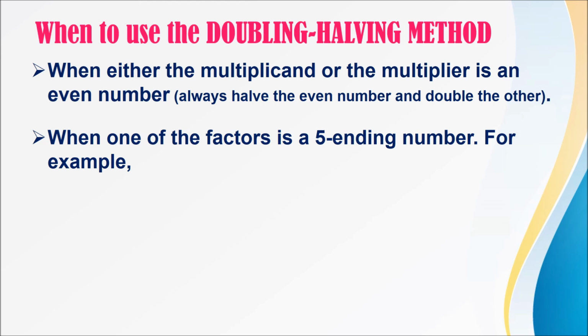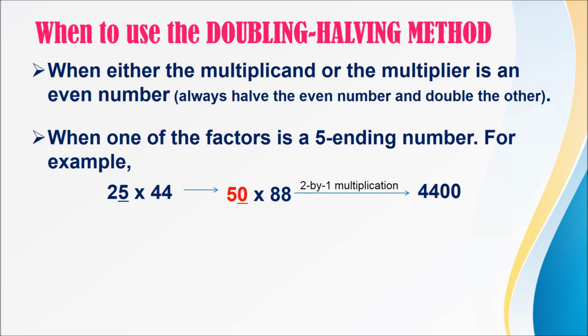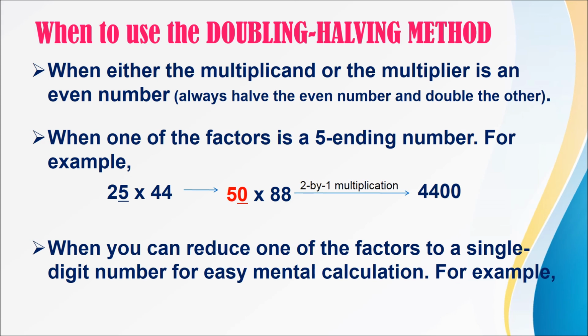For example, if you want to multiply 25 into 44, upon halving and doubling, this problem will become 50 into 22. Now, you can simply do 2 by 1 multiplication and add a 0 behind the product. So, 50 into 22 is equal to 1,100.